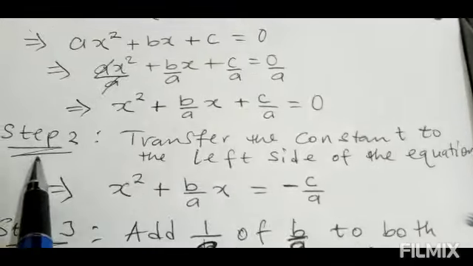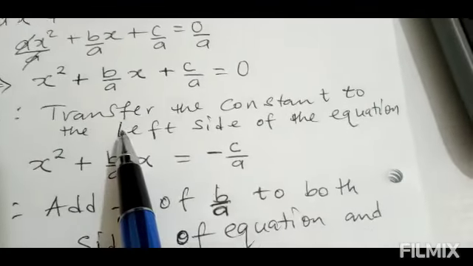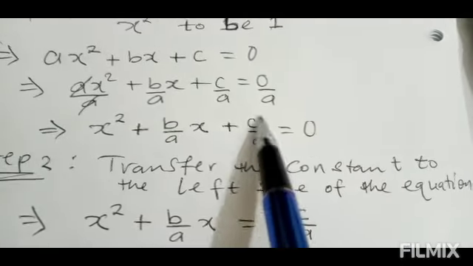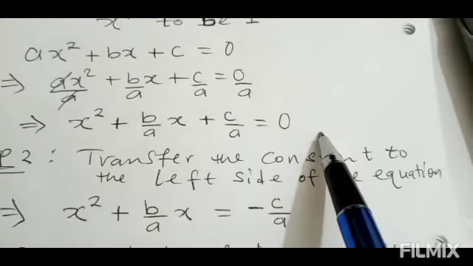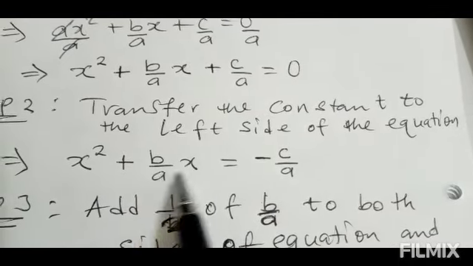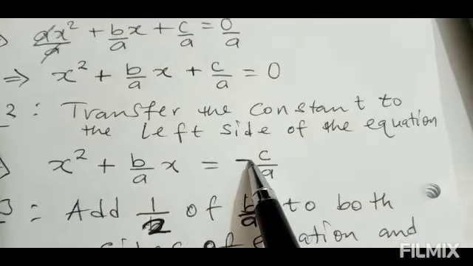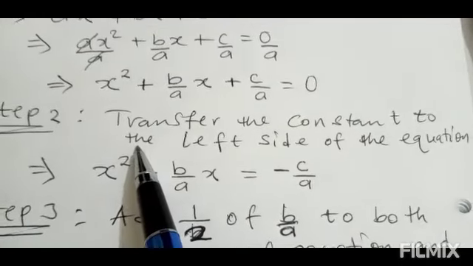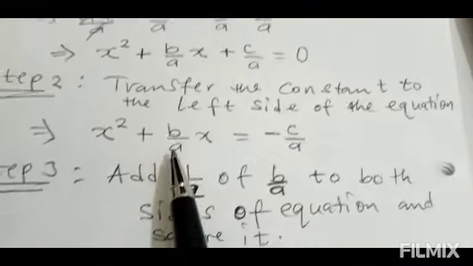Then step 2, transfer the constant to the left side of the equation. Okay, so this is our constant, so we transfer it to the other side of the equation. So what do we have? We have x squared plus b over a x is equal to minus c over a. We have finished our second step in completing the square method. So we go to the third step.